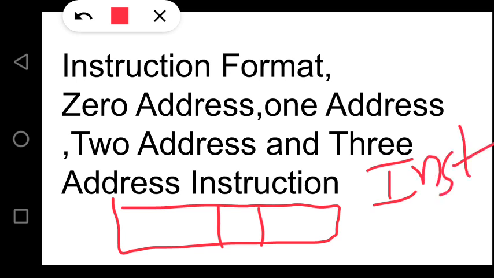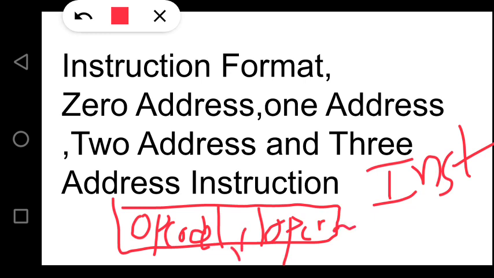One is opcode and the other is operands. The third part we will see later, but remember this is the instruction. And as I said, first of all, let us discuss the importance of an instruction in terms of computers.